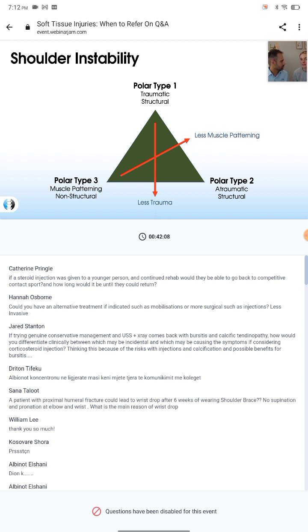So they might have a mechanism of injury that causes their shoulder to come out, such as reaching across to unplug a plug, but that wouldn't dislocate a shoulder in a non-hypermobile patient group. So that is definitely type 2, not type 1. Hopefully that makes sense for you all. And then type 3 is muscle patterning non-structural.